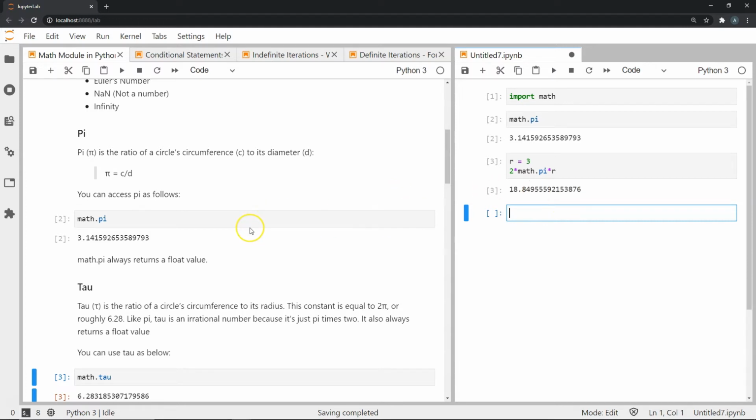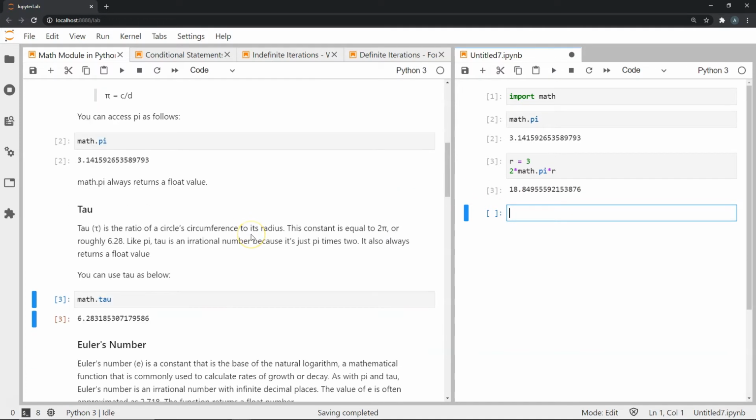Moving on, the next constant that we will talk about is tau. Tau is similar to pi. In fact, tau is the ratio of a circle's circumference to its radius. Pi is the ratio of a circle's circumference to its diameter, and tau is the ratio of a circle's circumference to its radius. It's important to note this difference. Because of this definition, tau is always 2 times the value of pi.